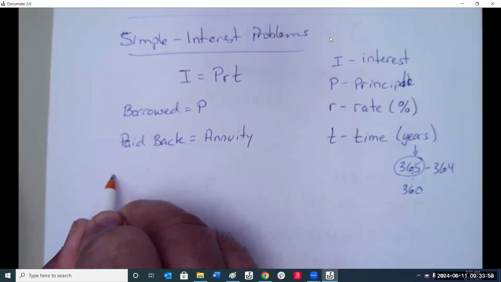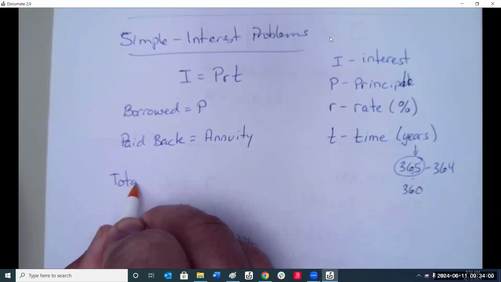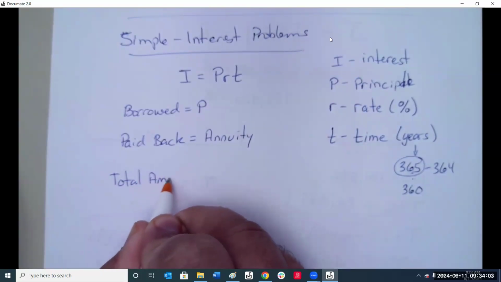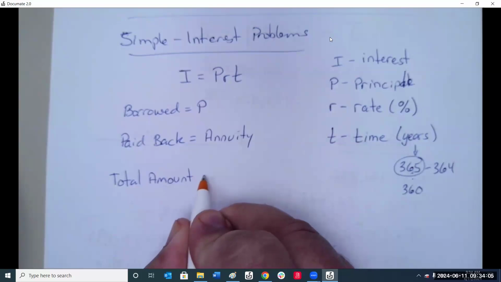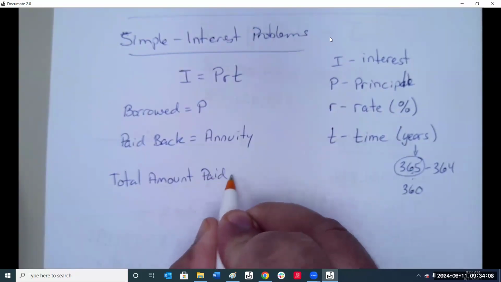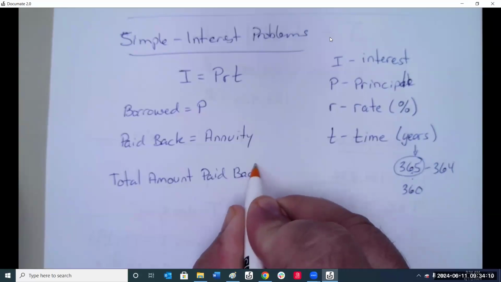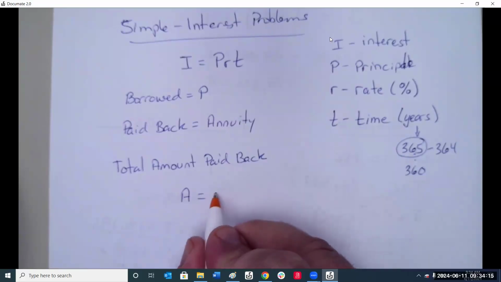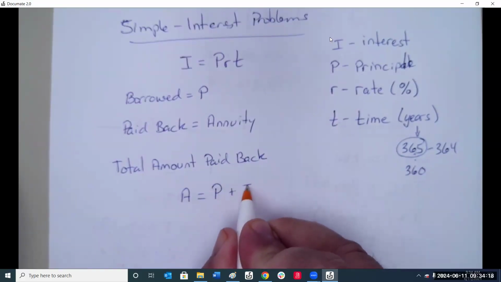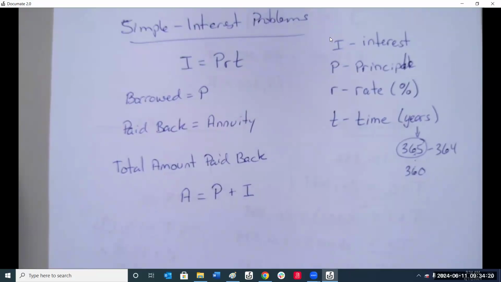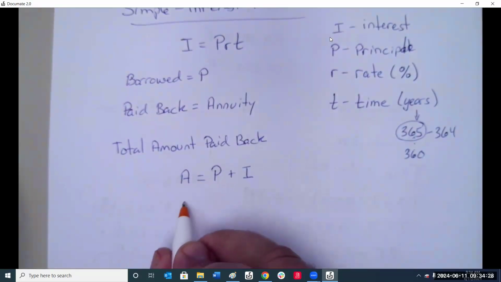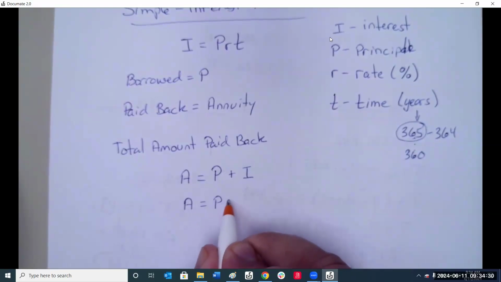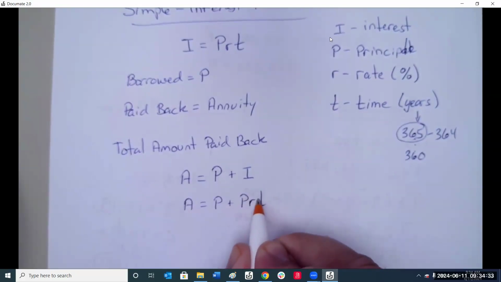So the total amount paid back is determined this way. The annuity equals the principal plus interest. So the annuity formula is the principal plus that.